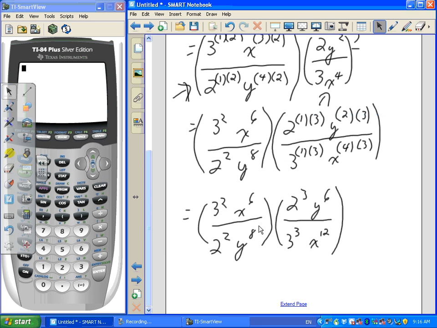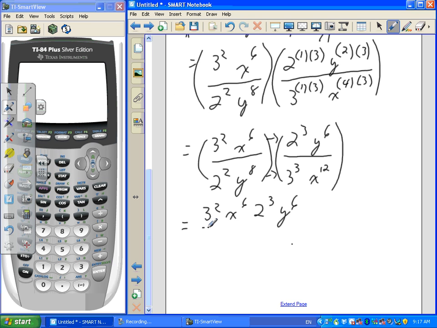Technically, this is a multiplication question, and I can multiply the fractions. So what I'm going to do is multiply the top by the top, bottom by the bottom. I'm going to combine them all into one line. So what this is going to say is 3 squared, x to the power of 6, 2 to the power of 3, y to the power of 6. As you notice, I haven't actually changed any of the numbers. I just brought them all together. I'm going to do the same to the bottom. And I'm going to try to line them up with what we had.